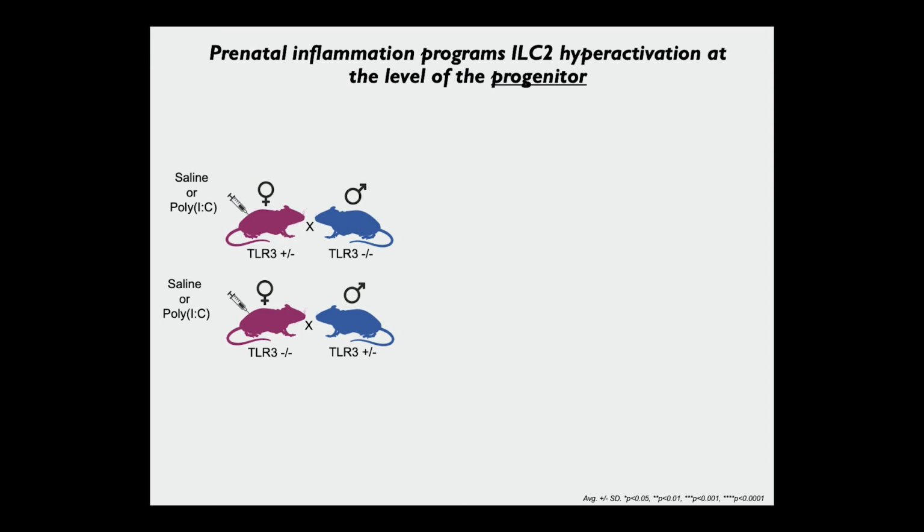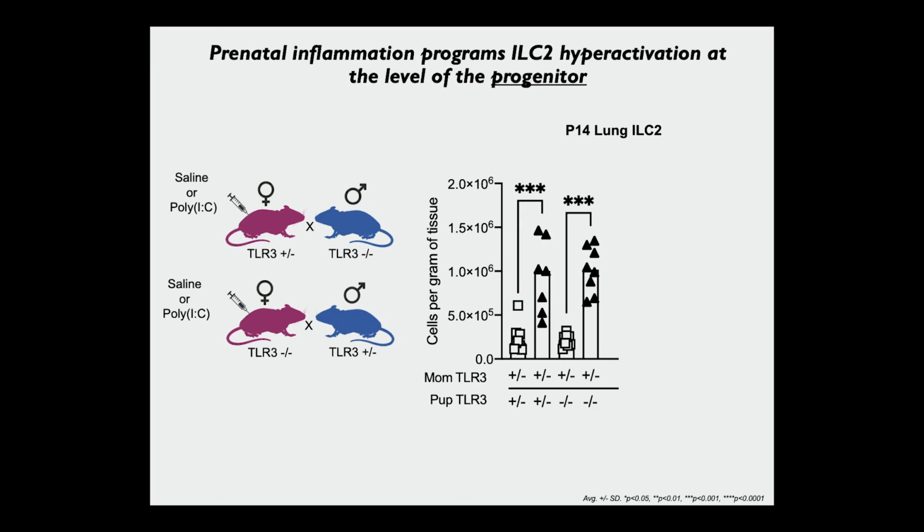Diego was also really interested in confirming and making sure that this was not due to direct activation of any ILC2. Well, ILC2s don't exist at E14.5, only their progenitor does. He wanted to make sure that this was not due to direct activation of any fetal cell directly by poly-IC within the fetal liver. So he did these nice crosses of TLR3 hets with TLR3 homozygotes. And what he showed very nicely was that there was no requirement for TLR3 within the pup.